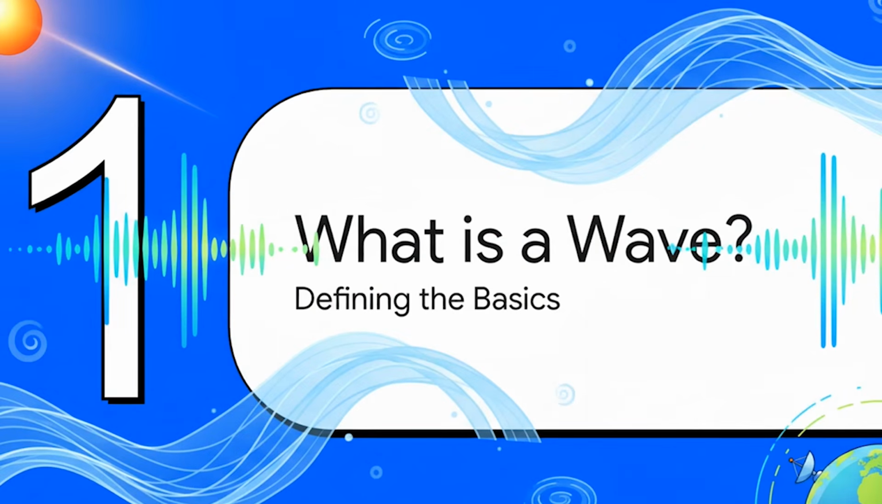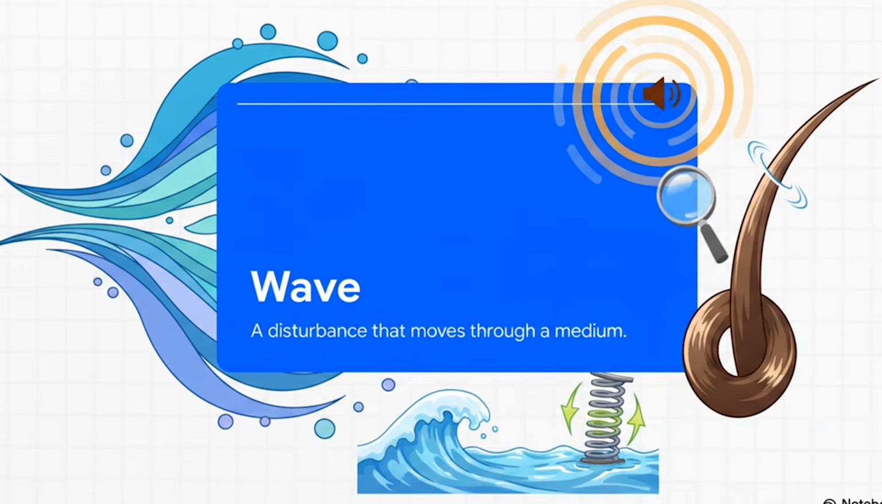Okay, section 1. What exactly is a wave? Before we can do any calculations, we really need to understand what we're talking about here. A wave is, quite simply, a disturbance that moves through a medium. I want you to write that down slowly in your notebooks.